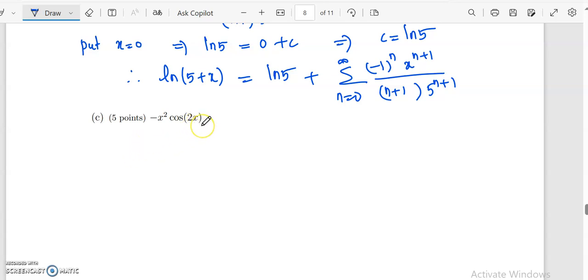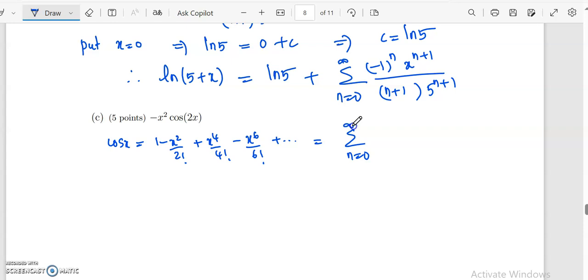Next one, the series for minus x square cos 2x. So we know that cos x has the series 1 minus x square by 2 factorial plus x raised to 4 by 4 factorial minus x raised to 6 by 6 factorial plus etc. So that is summation n equal to 0 to infinity minus 1 whole raised to n x raised to 2n by 2n factorial. Now in place of x we have 2x here.